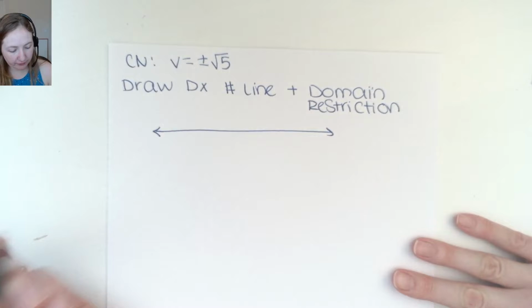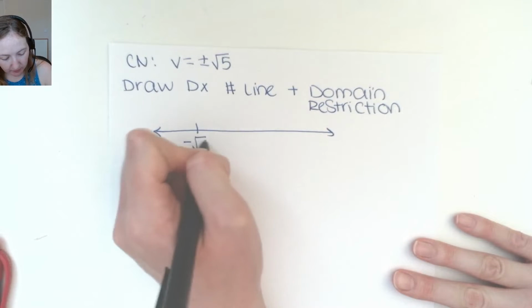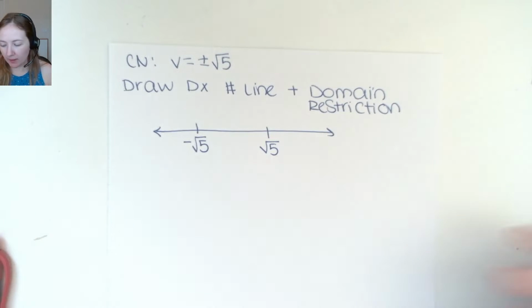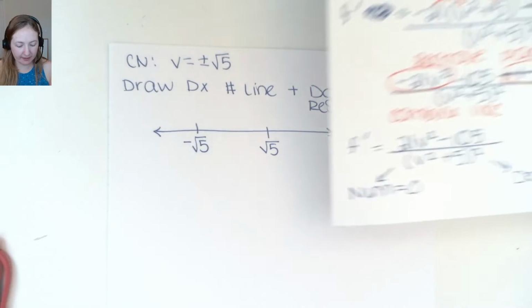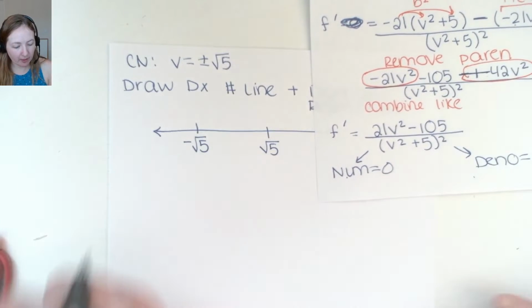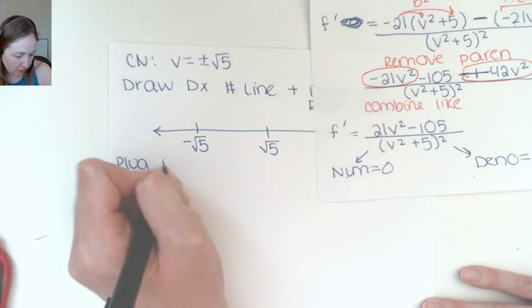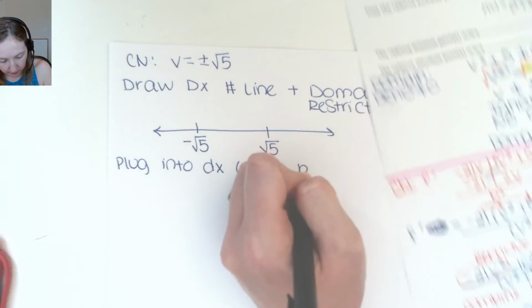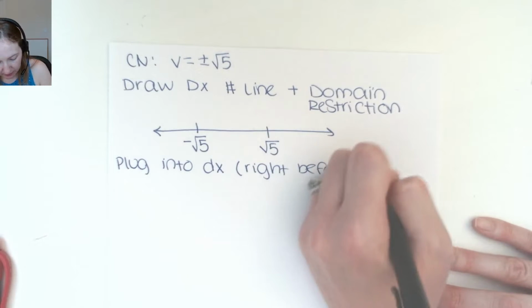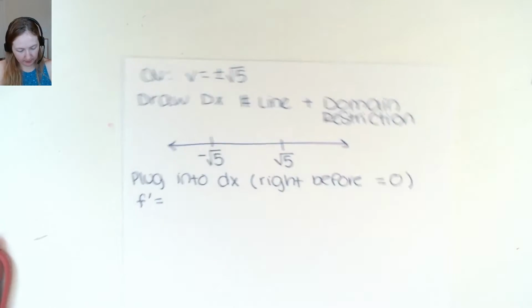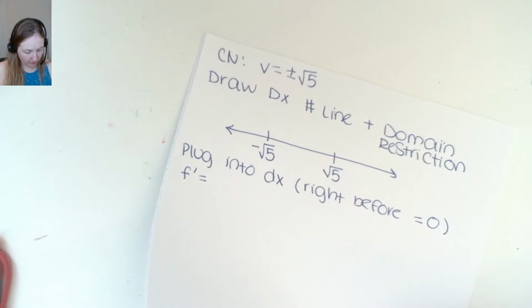We can include all real numbers, and then we'll just put down the negative square root 5 and the positive square root 5. Now, where are we going to plug this in? We are going to plug in right before we set the numerator and denominator equal to 0. And we are plugging into the derivative, again, right before we set numerator, denominator equal to 0.